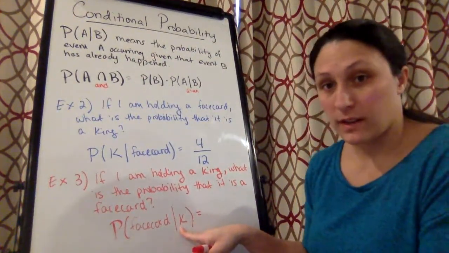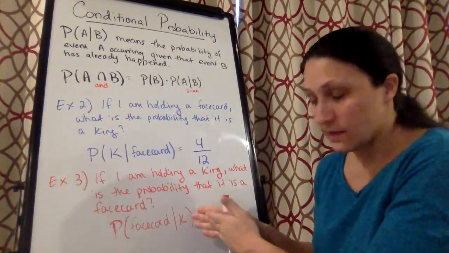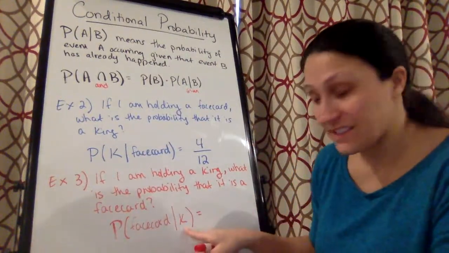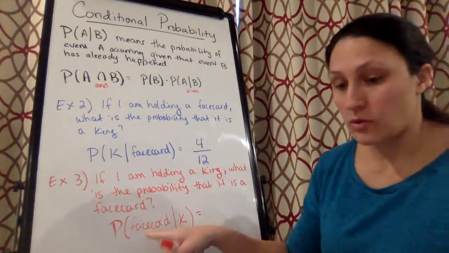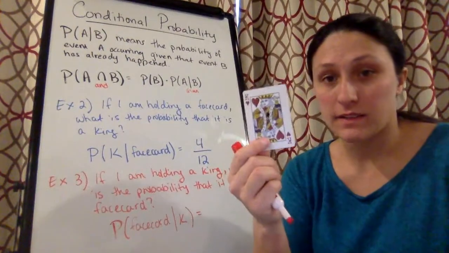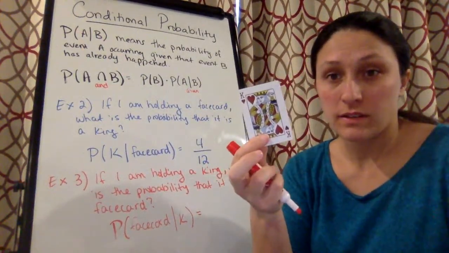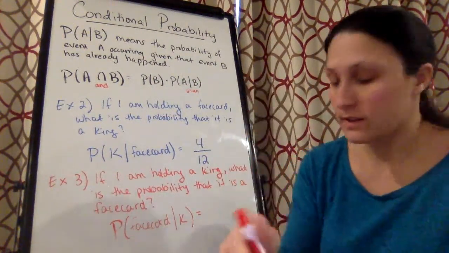Given that I'm holding a king, remember the thing you know that is 100% true, or the thing that happens first, comes second in the way that we write this, because we're asking what's the probability that I'm holding a face card given that it's a king. So I'm telling you I'm holding a king. So what's the probability that it's a face card? And you should say 100% because I know I'm holding a king.